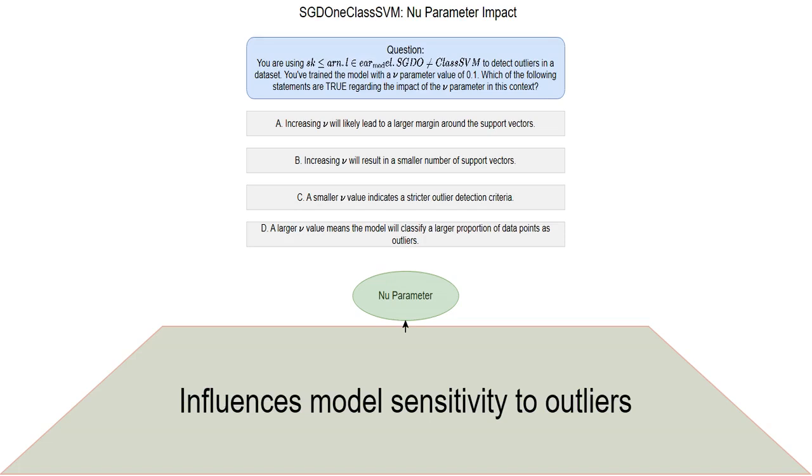This emphasizes that nu directly influences how much the model pays attention to unusual data points. A small nu value makes the model very picky about outliers, and vice versa. It's like adjusting the sensitivity of a metal detector. A higher sensitivity, higher nu, will detect more signals, outliers, even small ones that might be noise.